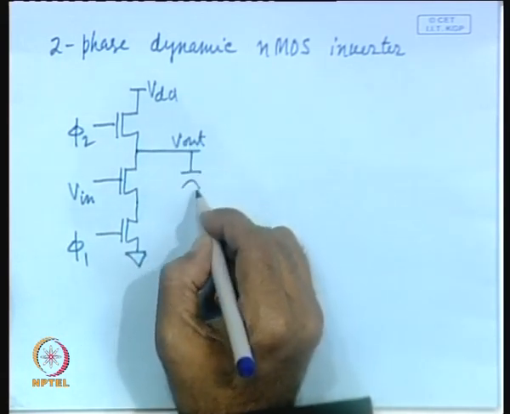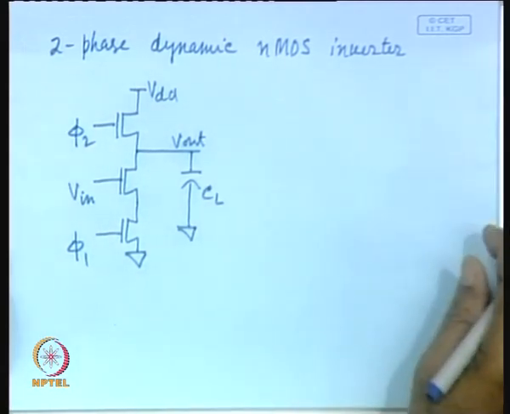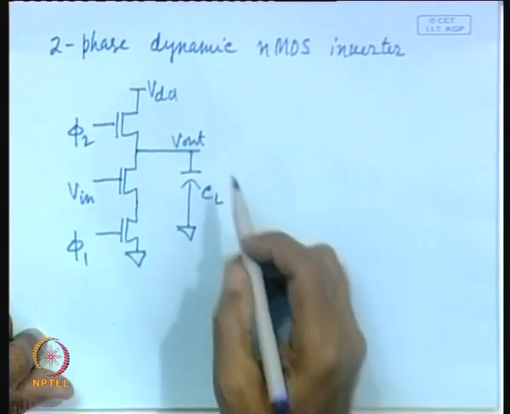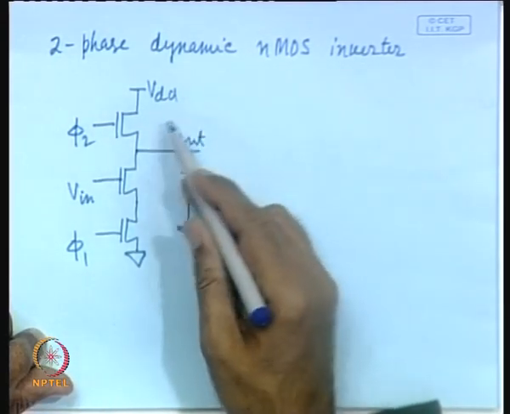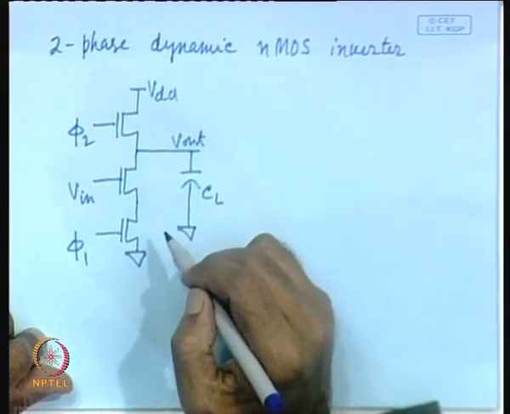And as usual, to explain the operation of the circuit, we shall assume that there is a load capacitance associated with it. Now, let us try to explain the operation of the circuit. The operation of the circuit can be explained with the help of what is known as precharge logic.